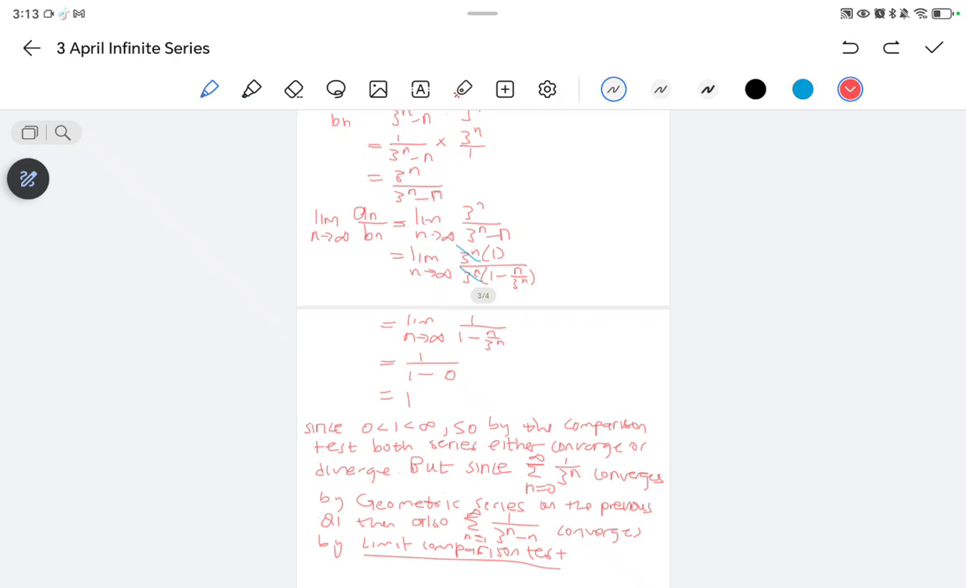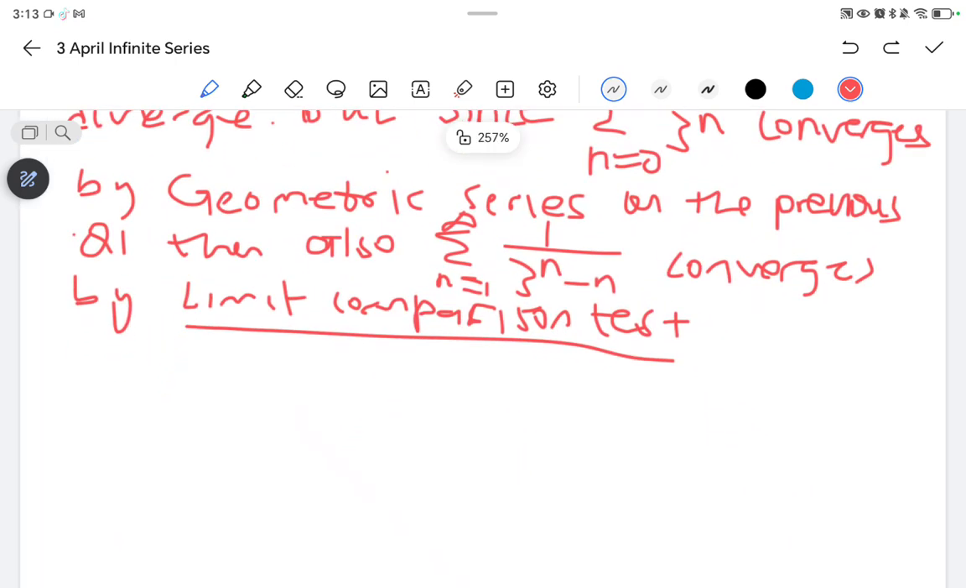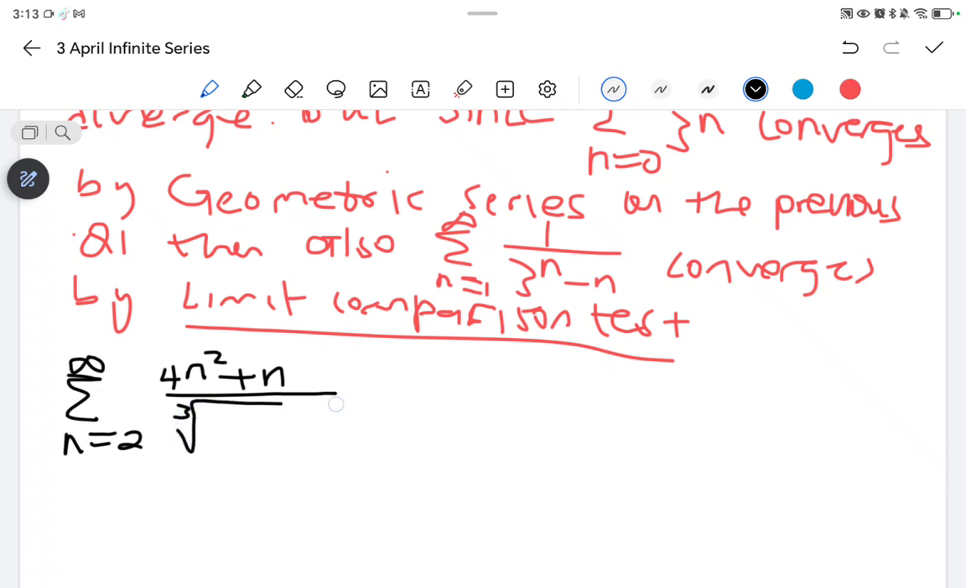So now, since there's no question, let's come to the second question. Let's say now we're given the summation from n equals 2 to infinity of 4n squared plus n to the third over n to the 7 plus n to the third. Right, so we have this.